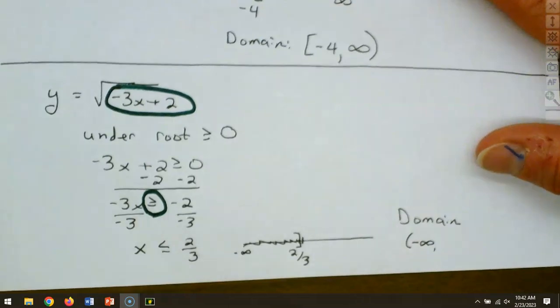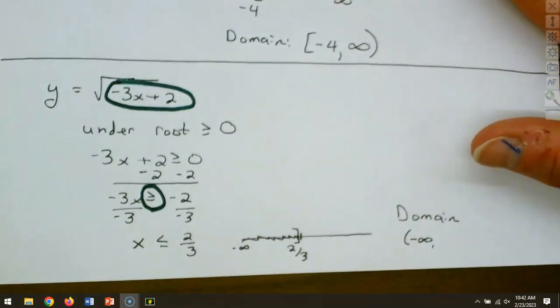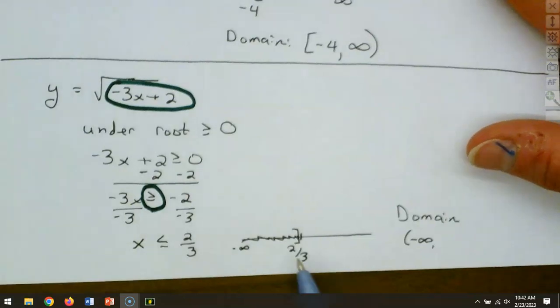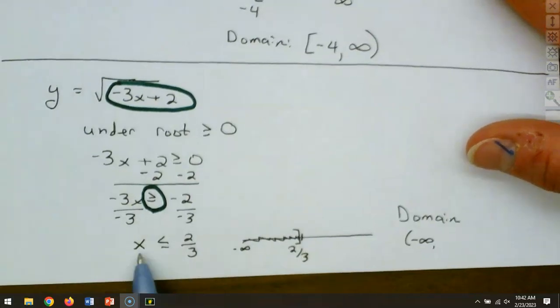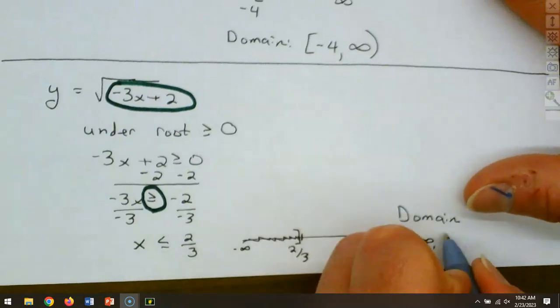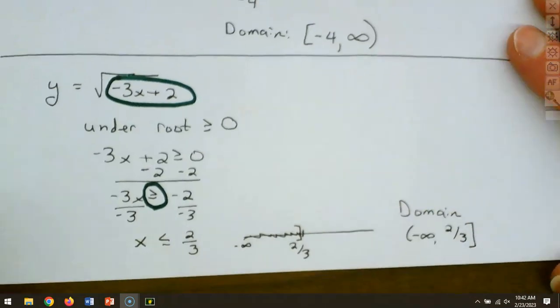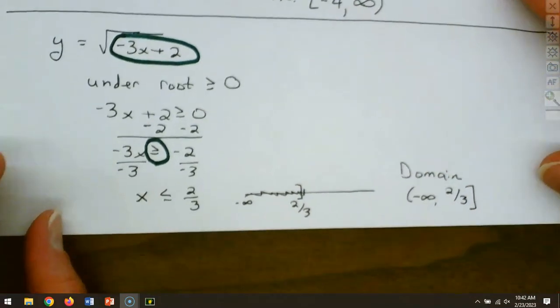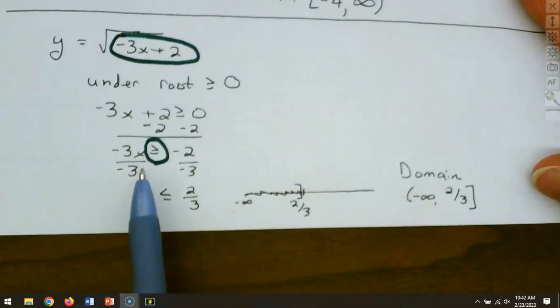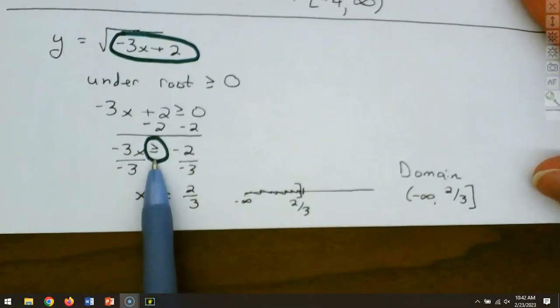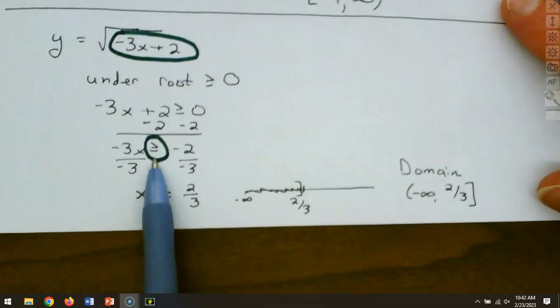Wait, sorry. Let's make sure. Everything's right here. It pointed to the left, so we shaded to the left, which we did. And so it's going to be negative infinity to positive 2/3 with the square bracket. And that is my domain. Now, why is it going to negative infinity? Because when I divided by a negative, it reversed or flipped that inequality.